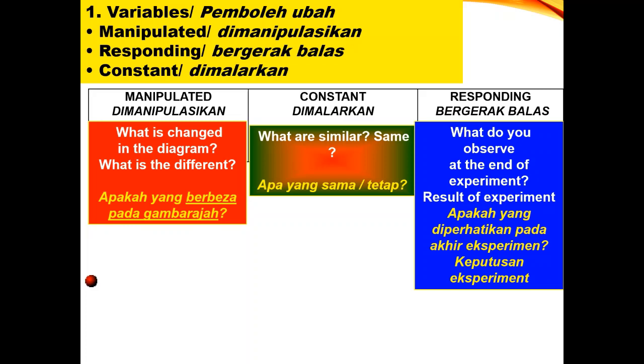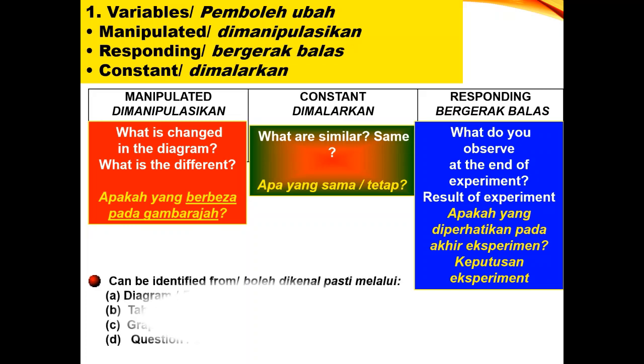So actually these 3 variables we can easily identify through the following: the first one is through the diagram, and then through the table, or we can get the answer from the graph, and also we can get the answer from the questions or statement.